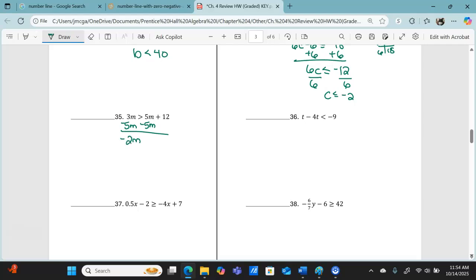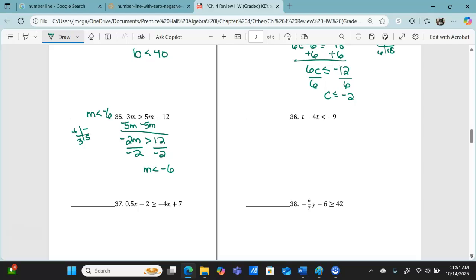That will give me a negative 2m because I have a negative 5 and a positive 3 is greater than 12. Divide by negative 2. Since I am dividing by a negative number, I need to change the direction of my inequality, and I will get m is less than 6.